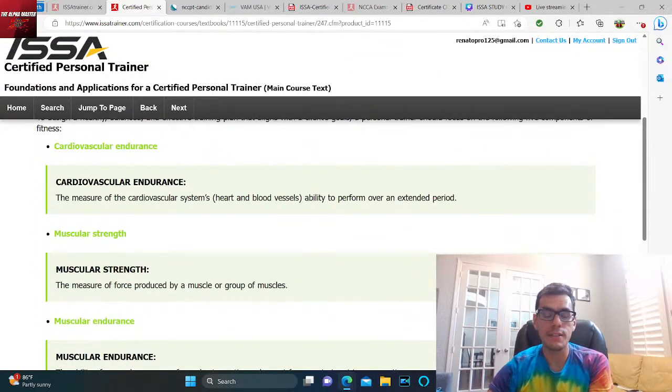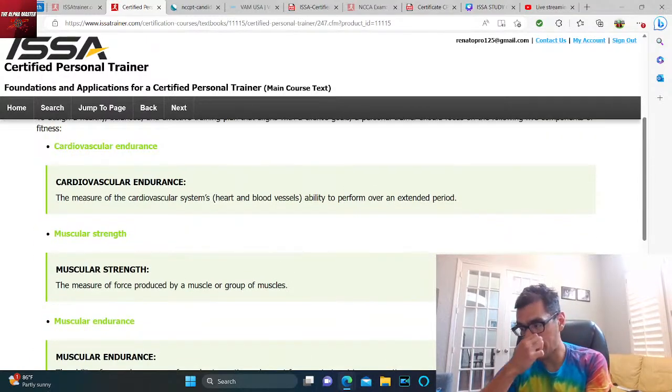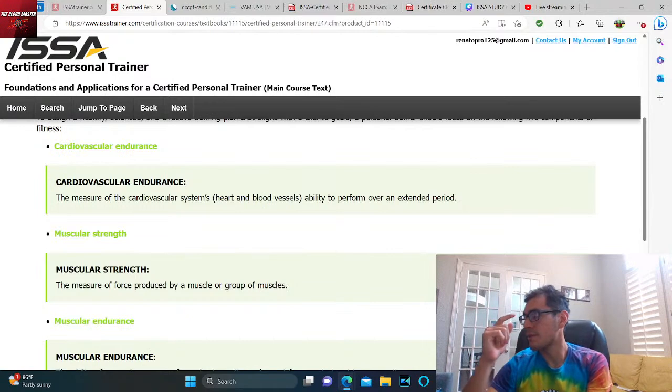We go into more detail in chapters 10, 11, and 12, which cover flexibility training, cardiovascular training, muscle training, and endurance training.